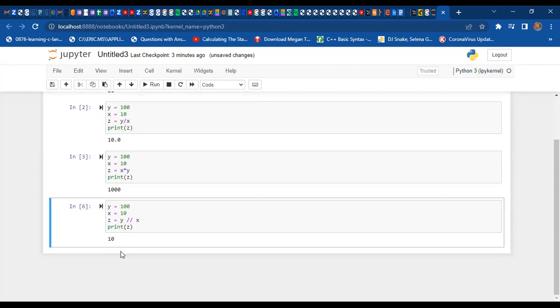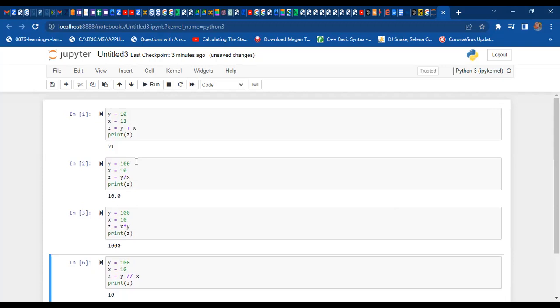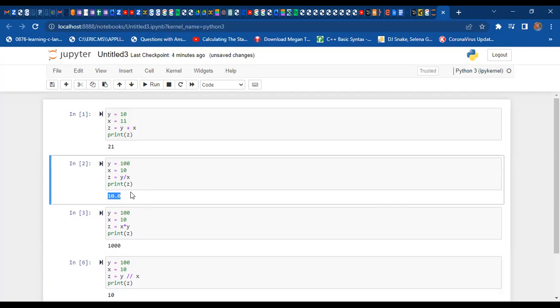If you use one division sign, you get a float. If you use two division signs, you get an integer. So these two division signs are called an integer division. One division sign is a float division, always a float division. It doesn't matter if one number is a float or both numbers are integers. As you can see here, both numbers are integers, but it has still given us a float.